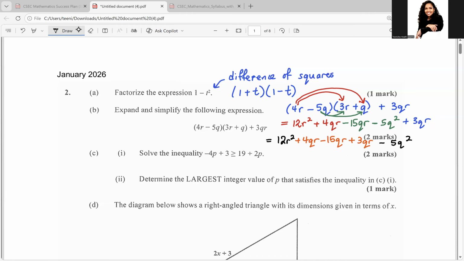So this will give me 12r squared, because you don't have any other term in r squared. 4 minus 15 plus 3. So 4 minus 15 is negative 11, plus 3 is negative 8. So it will be minus 8qr minus 5q squared. And that would be your answer for 2 marks.